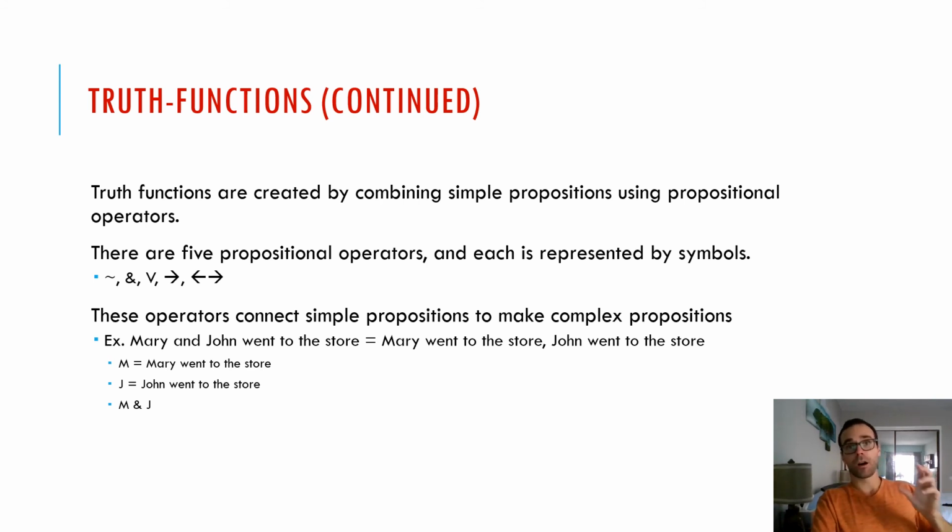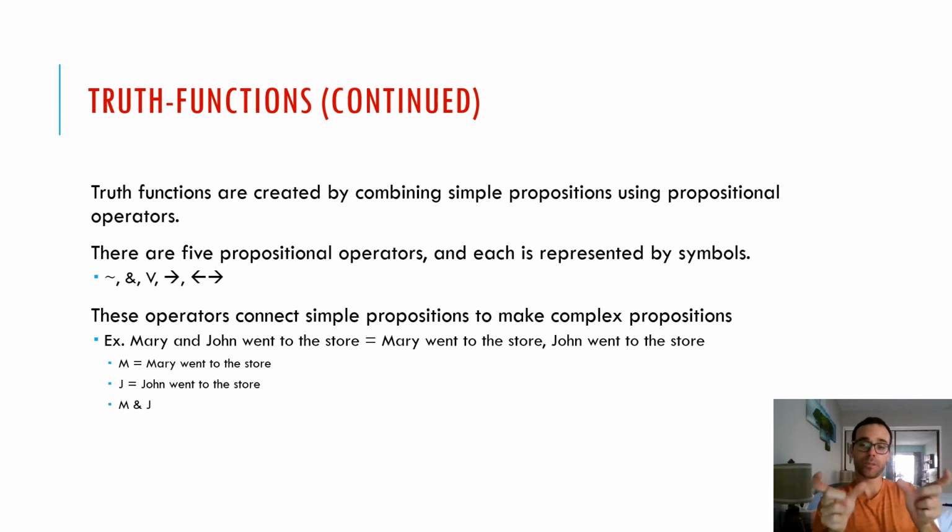But our complex propositions are going to be broken down into simple propositions that are going to utilize these 5 connectives. And we'll go over all 5 connectives together. But as an example, let's look at the statement that Mary and John went to the store. Mary and John went to the store is a complex proposition. It is complex because it connects 2 simple propositions, Mary went to the store and John went to the store.